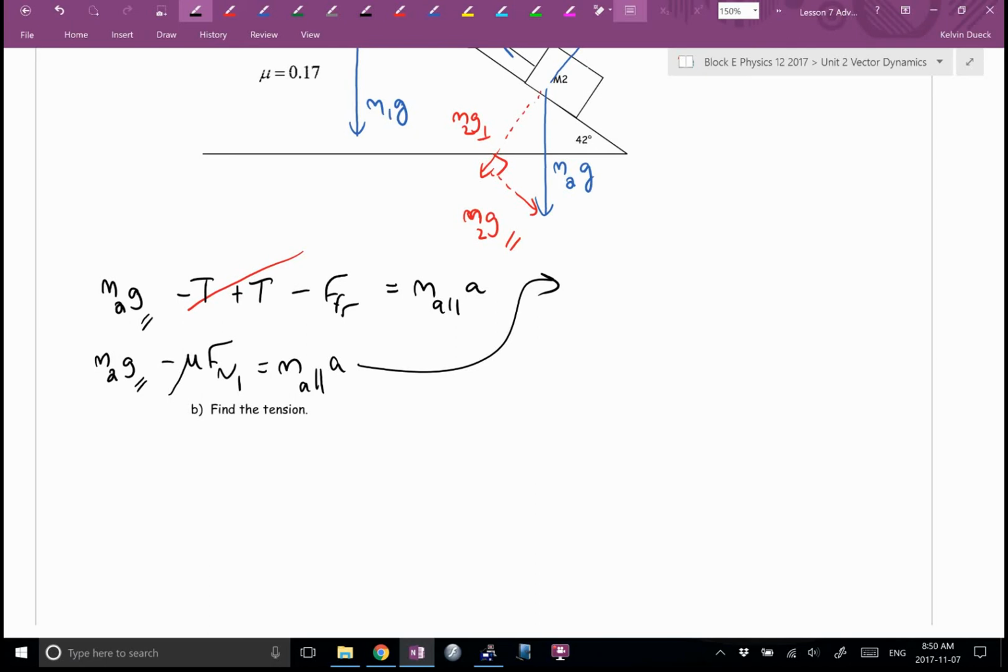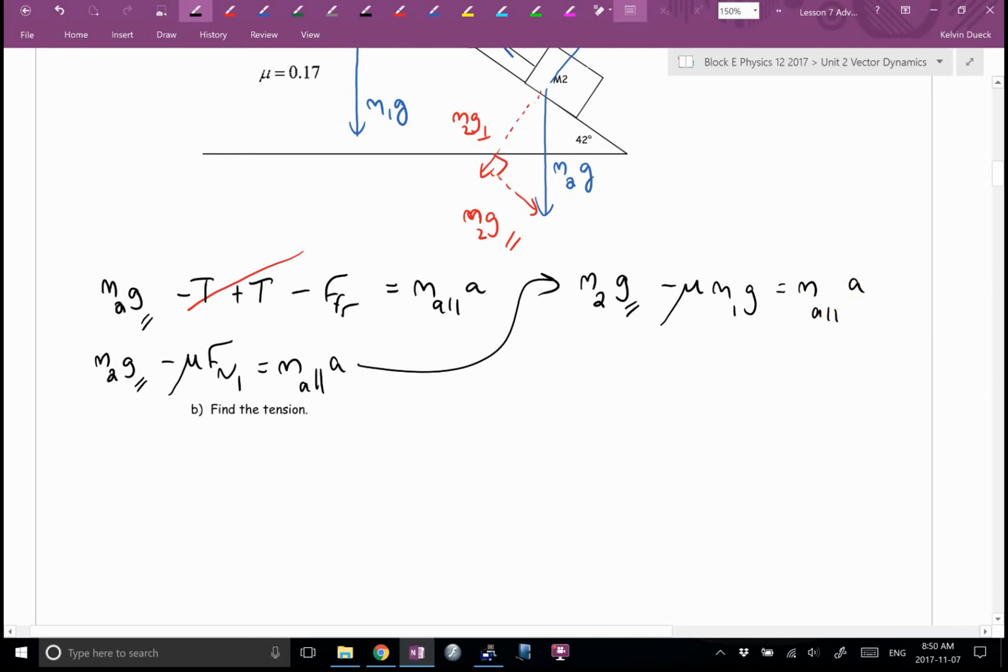This is going to be M2G parallel minus mu, I don't know, normal force number 1. Oh, but look. Another force the same size as normal force number 1. M1G. That equals M all times A.